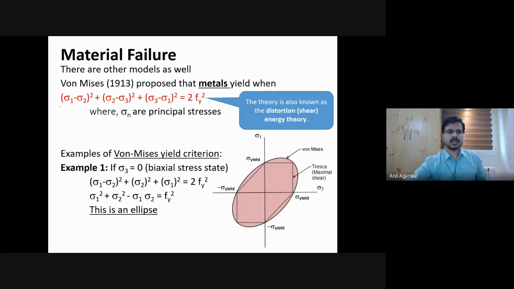This is the expression for that limit state or yield criterion. Again, you can see principal stresses, sigma 1 minus sigma 2. Same thing that we were doing last time, but earlier we were taking the mod and then taking the maximum. Now what von Mises proposed is that you take the square. And why are you taking the square? Because you are calculating energy. Energy is nothing but stress multiplied by strain, correct? And strain is nothing but stress divided by shear modulus.